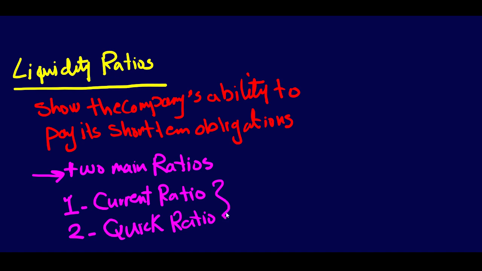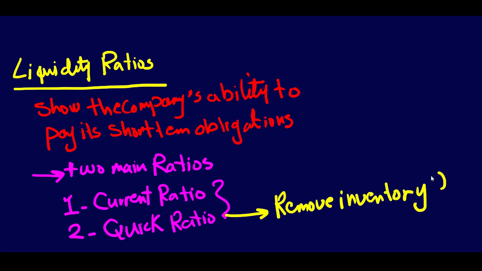The main difference between current ratio and the quick ratio is that quick ratio removes inventory from the calculation because it needs time to be liquidated into cash. So the quick ratio gives a much better image about the company's ability to pay its short-term obligations.